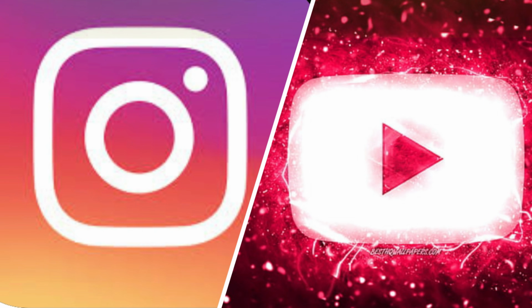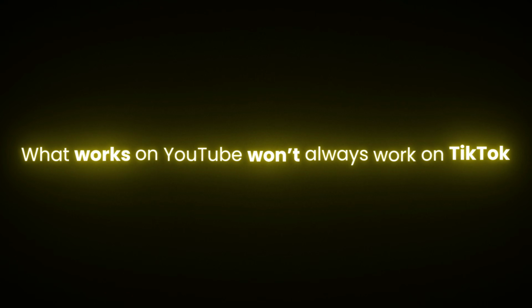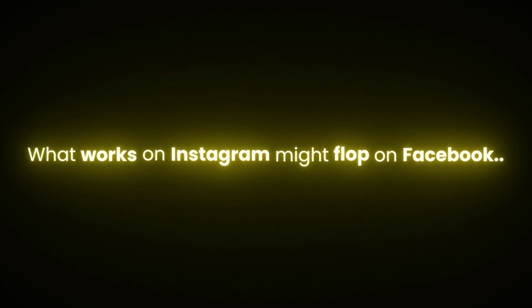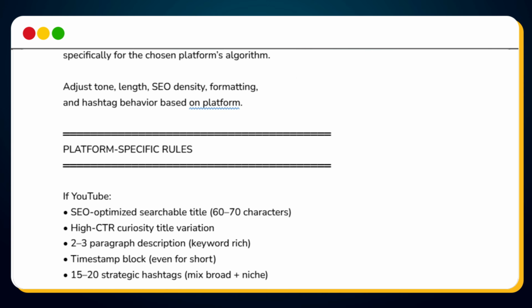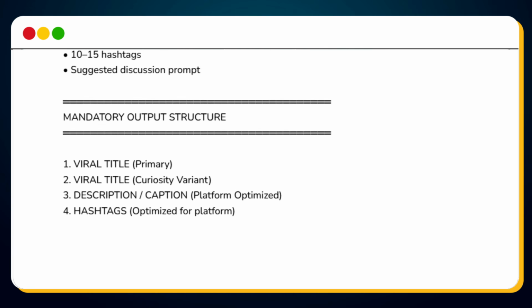This is important. Each platform has different algorithm triggers. What works on YouTube won't always work on TikTok. What works on Instagram might flop on Facebook. This master prompt adjusts tone, keyword density, hashtag structure, and engagement triggers automatically.